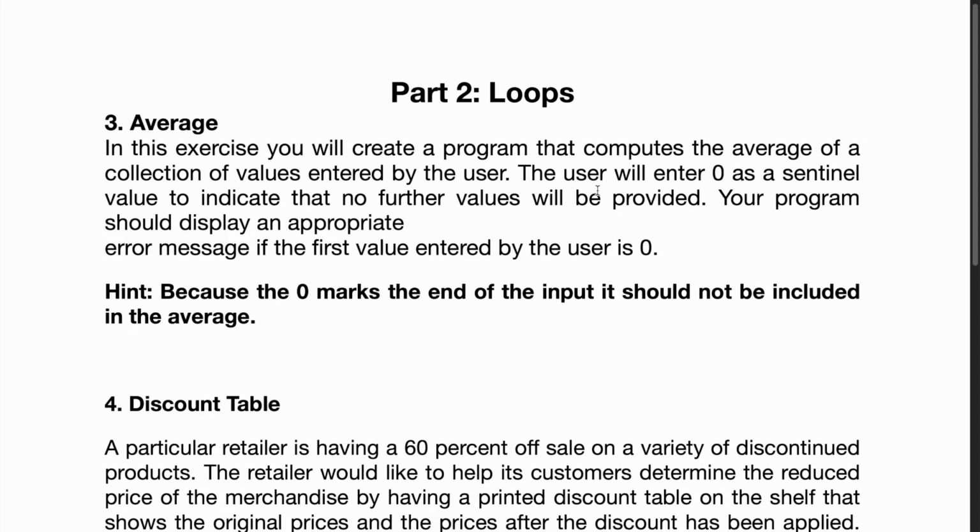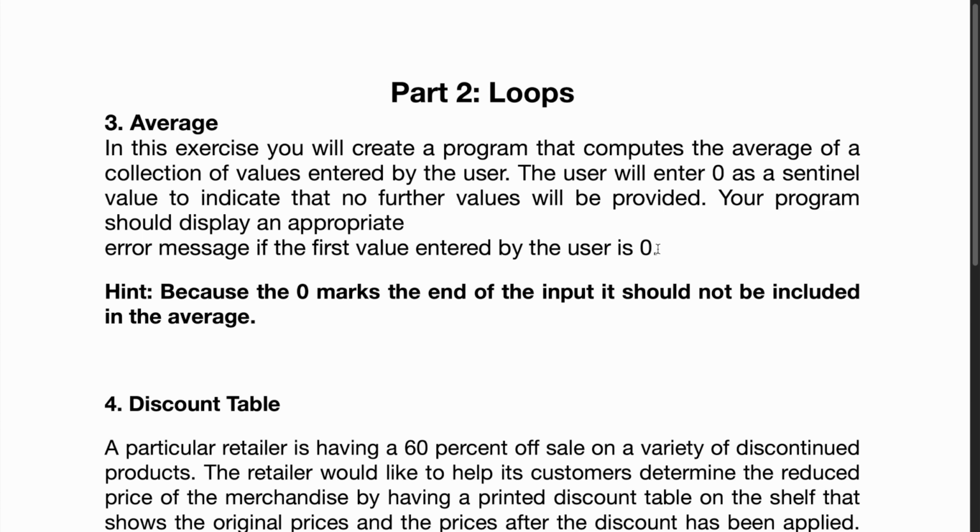Hi, in this one we're going to be going ahead with question 3 of part 2 loops. Question 3 is titled average. In this exercise you will be creating a program that computes the average of a collection of values entered by the user. The user will enter 0 as a sentinel value to indicate that no further values will be provided. Your program should display an appropriate error message if the first value entered by the user is 0.